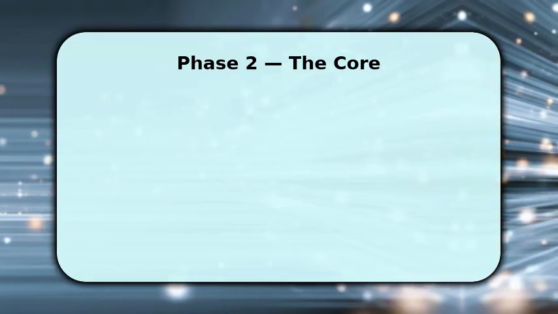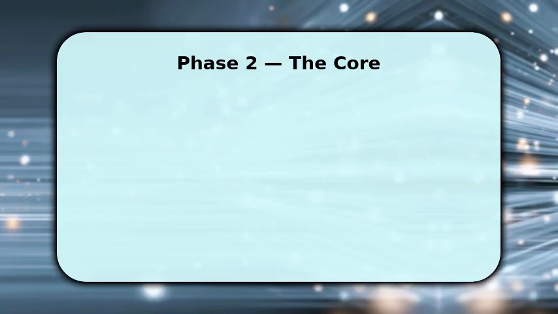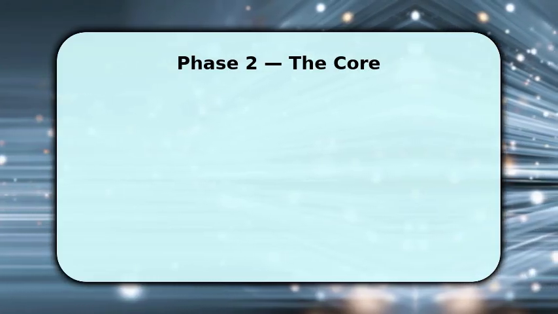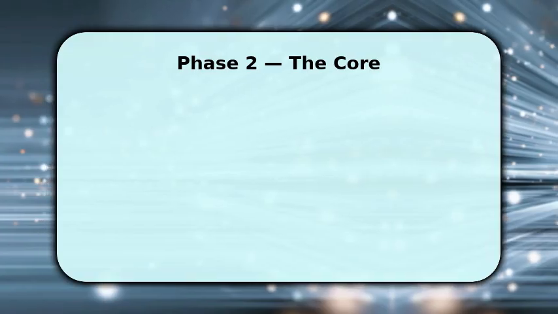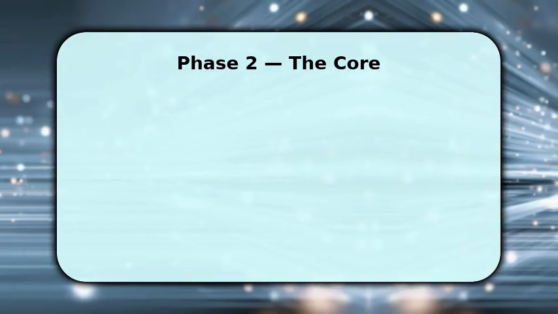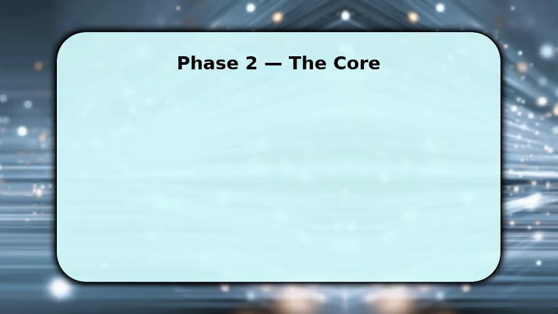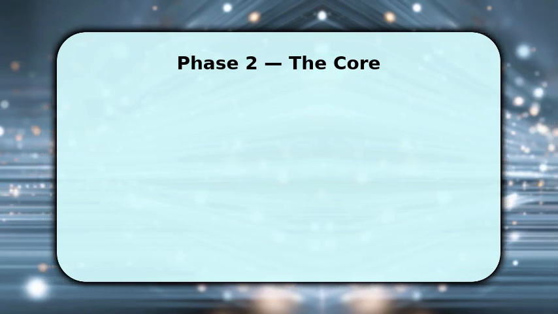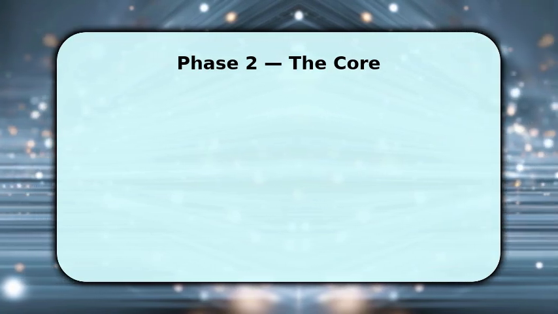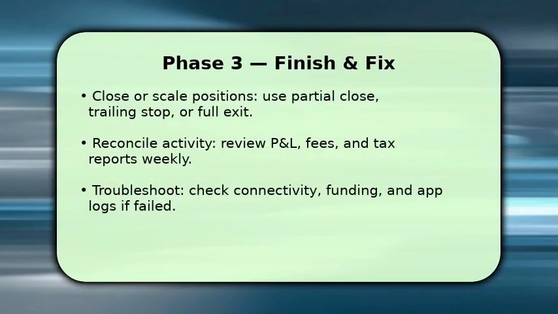Once done, test in paper mode to validate fill behavior and review execution fees. When you're confident, flip the live toggle, monitor fills, and adjust size slowly to avoid surprises. You finish by closing or scaling positions with intent. Use partial close or trailing stop to protect profits, or full exit to realize gains.